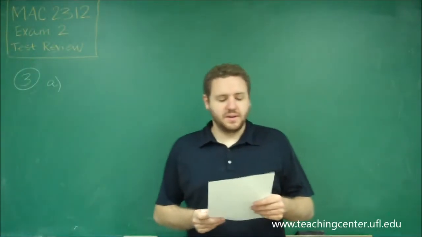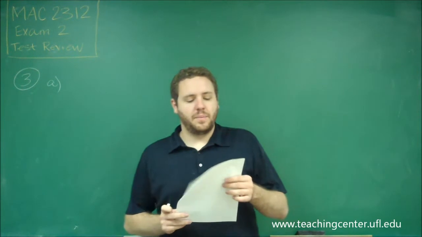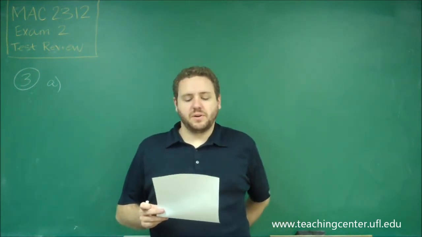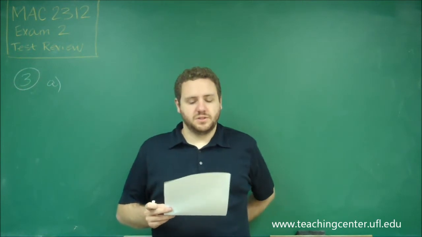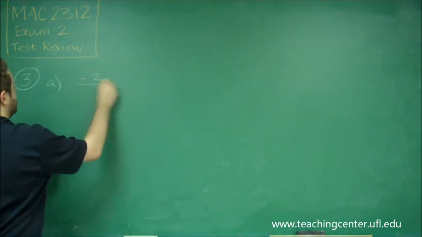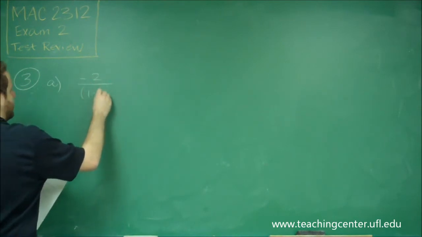Okay, so for number 3, we're trying to find a power series, in this case a Maclaurin series, representation for the following functions and determine their intervals of convergence. So the first one we have is negative 2 over 1 minus x quantity cubed.